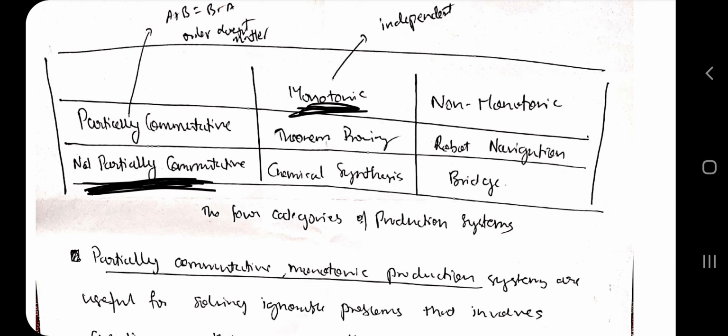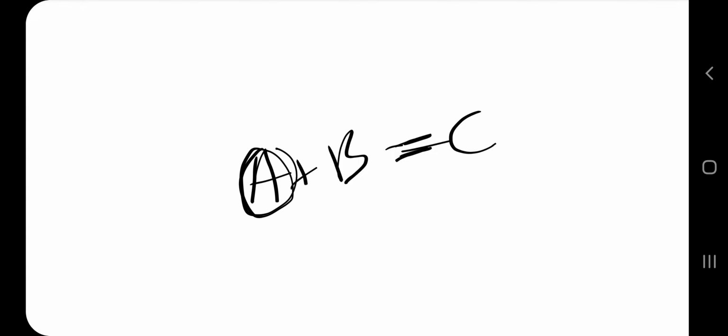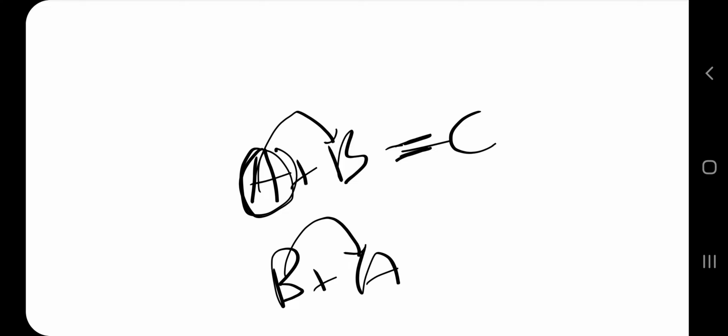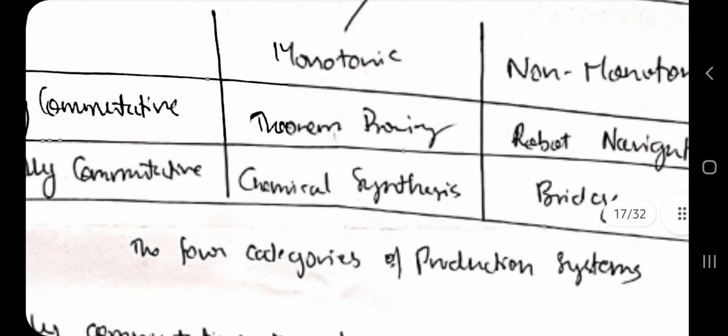Next, non-partially commutative and monotonic. Non-partially commutative means the order matters, but it is independent. The order matters, but it is independent. So it looks contradictory. Let me give you an example. Chemical synthesis: you have a formula. If you do A plus B, you will get C. So here the order matters. First you have to take A, then only put in B. Otherwise, what if you take B and put in A? It might blast also, right? Something is there with sulfuric acid, right? If you put sulfuric acid in water, then it is fine. But if you put water in sulfuric acid, it might blast, right?